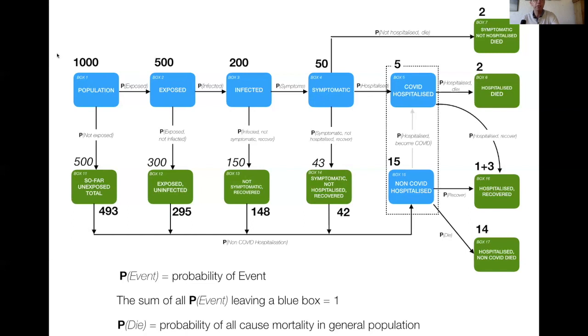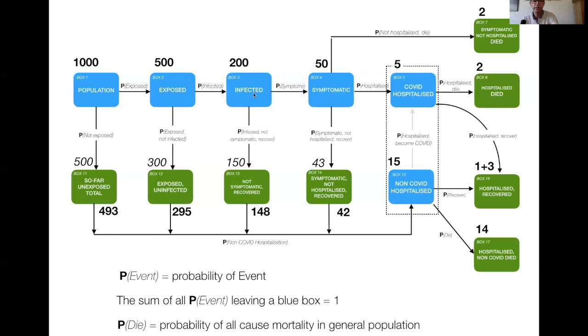So let's imagine we started with a population of 1,000 people. And let's say 500 of those were exposed and 500 weren't. So that's 50-50, which means I've estimated those two probabilities as 0.5 each. Remember, they have to add up to 1. Then of those 500 in box 2, 200 of them go to box 3, 300 of them go to box 12. So I've estimated probability infected at 200 out of 500, which is 0.4, and therefore this must be 0.6, because those two have to add up to 1.